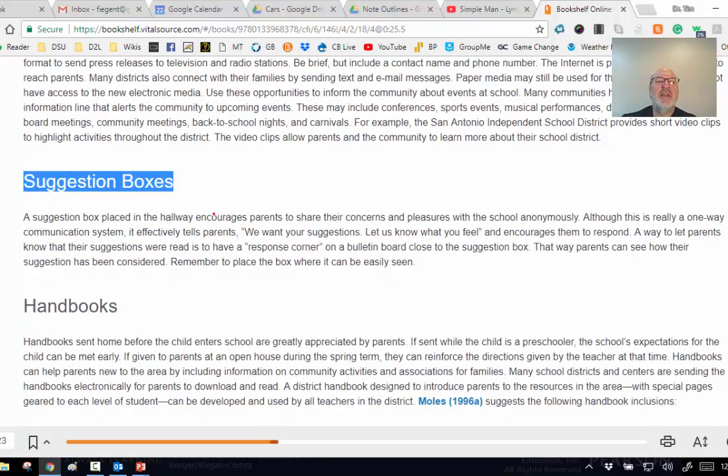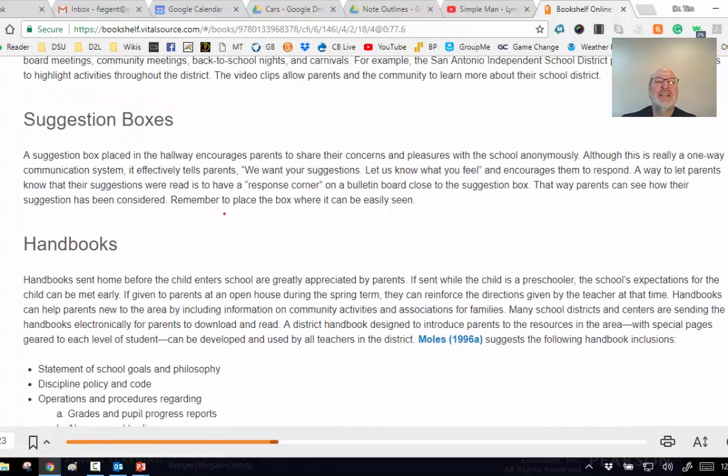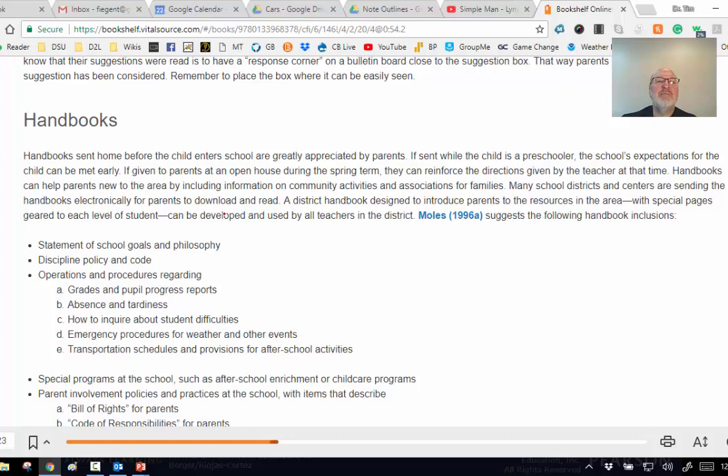This is an old one that you may think about, a suggestion box. You know what that is? Handbooks.